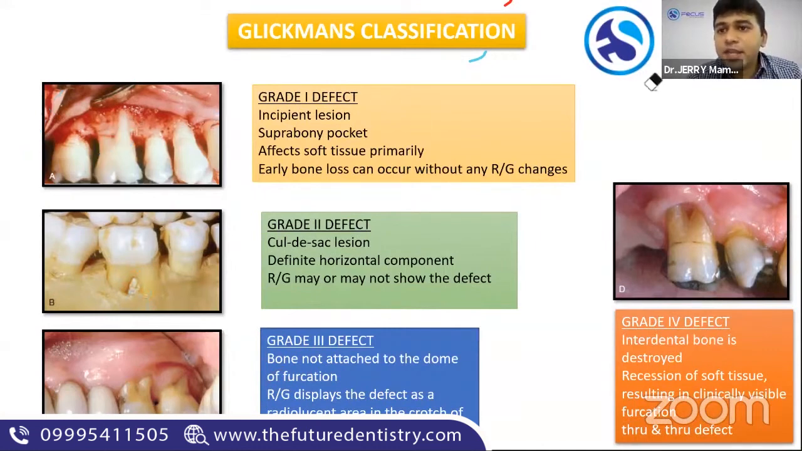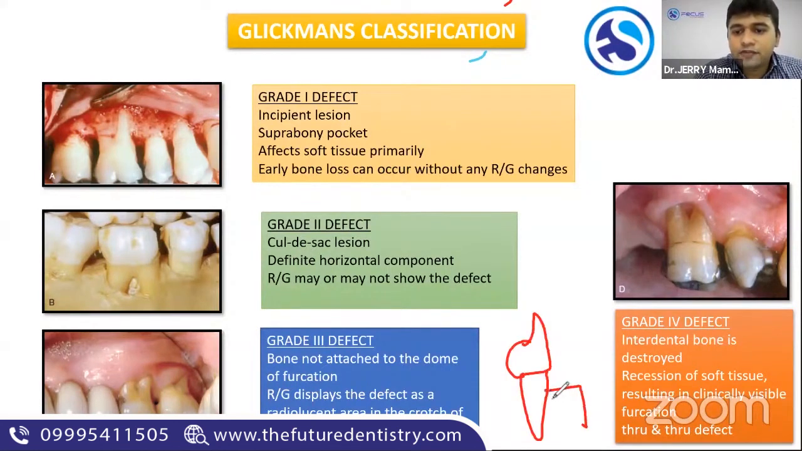Now somebody had asked me one question. So the crest of the defect is the same as that of the bone in horizontal? Yes, yes, it is correct. I will draw and show. I think I showed you the same thing before also. This is the tooth. The defect is here. The defect will be at the same level as that of the crest. Okay.